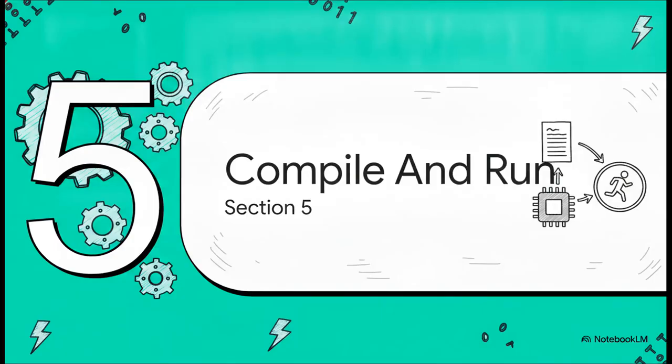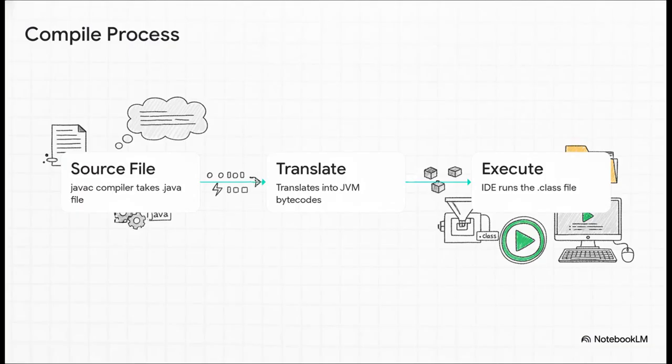Section 5, compile and run. Okay, we wrote the code, but how does the computer read it? That translation process is called compiling. Under the hood, the Java compiler, which is called javac, takes your source file and translates your readable English text into machine instructions. These are called bytecodes. It then neatly packages those into a .class file.